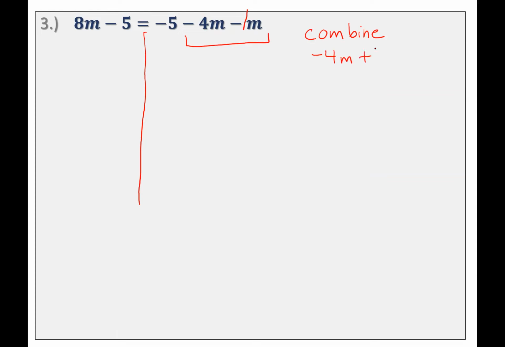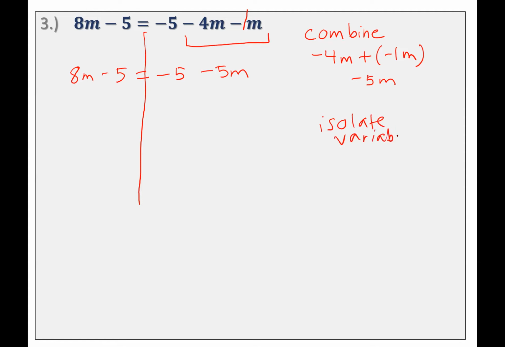And negative 4m minus 1m is really the same thing as negative 4m plus negative 1m. We end up getting negative 5m. So now when I rewrite the problem, I'm going to write 8m minus 5, still on the left side, equals negative 5. And now I'm going to write minus 5m, because I've combined those like terms. Okay, now that we've combined like terms on one side, and we've simplified as much as we can on one side or the other, now we can try to isolate the variable.